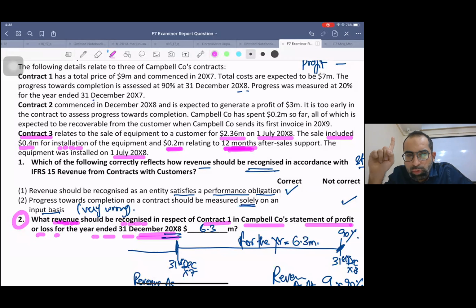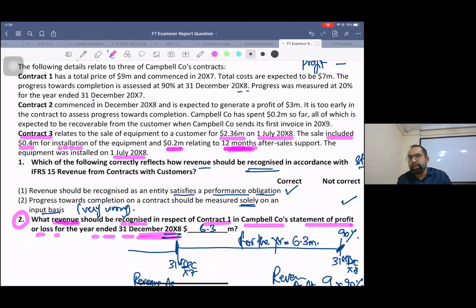So for the equipment, immediate revenue will be booked. For installation, immediate revenue. But for that after sales support, it's 0.2 million for 12 months. And we started our service from 1st July. So 1st July to 31st December, how many months? Tell me. 6 months. So half of this 0.2 million is 0.1.